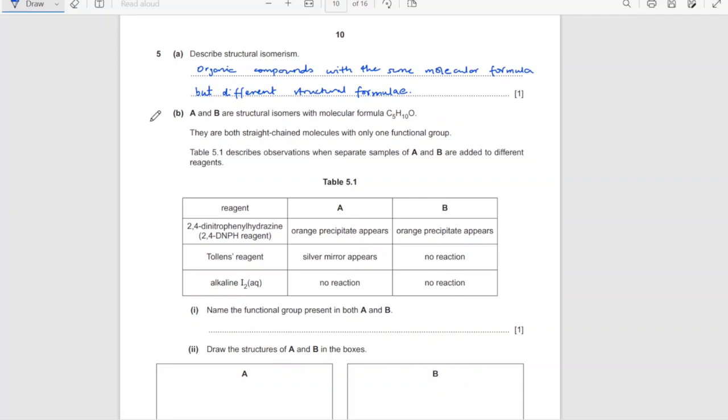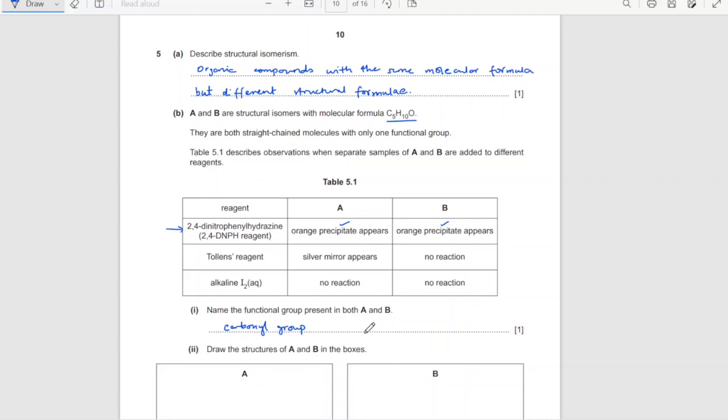All right, so in part B, we are talking about two structural isomers with the molecular formula C5H10O. Some information has been given about these two. Now it says we need to name the functional group present in both of them. The first reagent, 2,4-dinitrophenylhydrazine, shows an orange precipitate in both A and B. So that means that both of them contain the carbonyl group, which is the C=O.